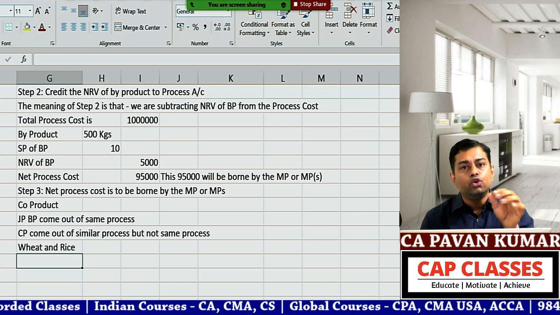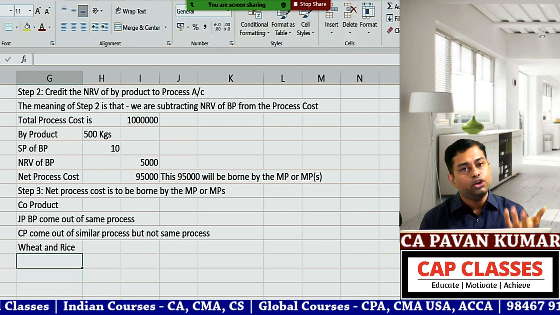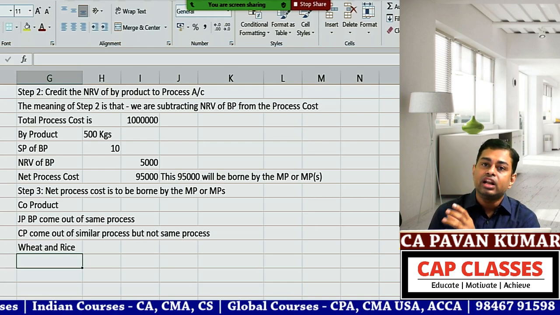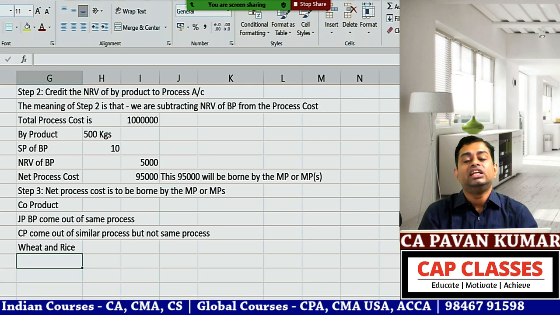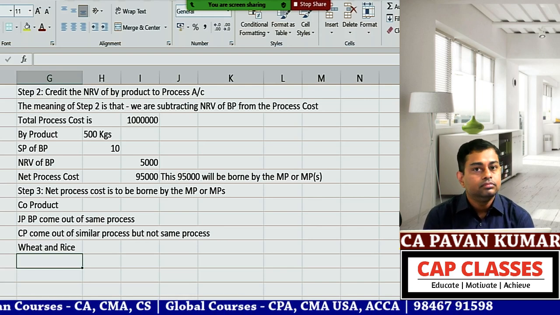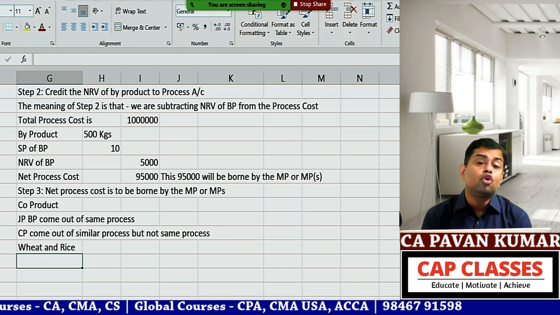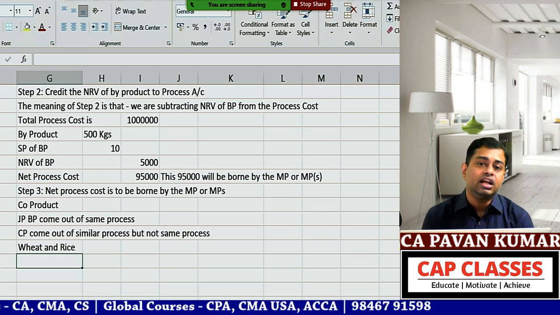Because everything you do for the 2 acres of growing wheat, you know separately. For the 5 acres of growing rice, you know the cost separately. There is no common input also. So these are co-products, which are not relevant for our calculations.